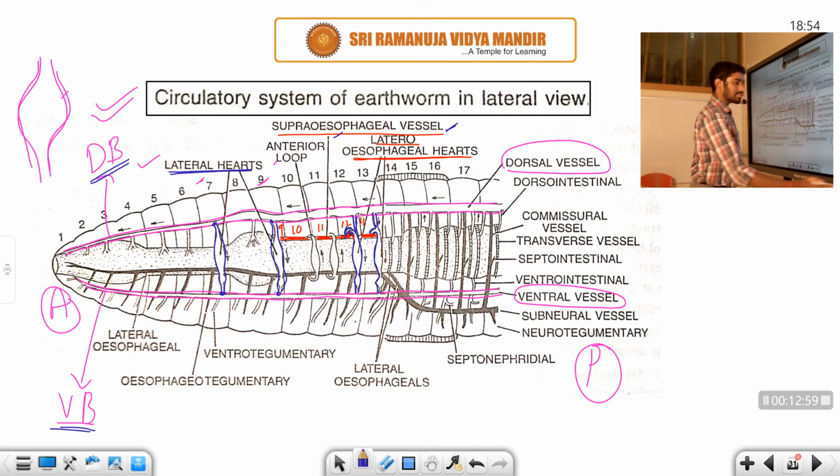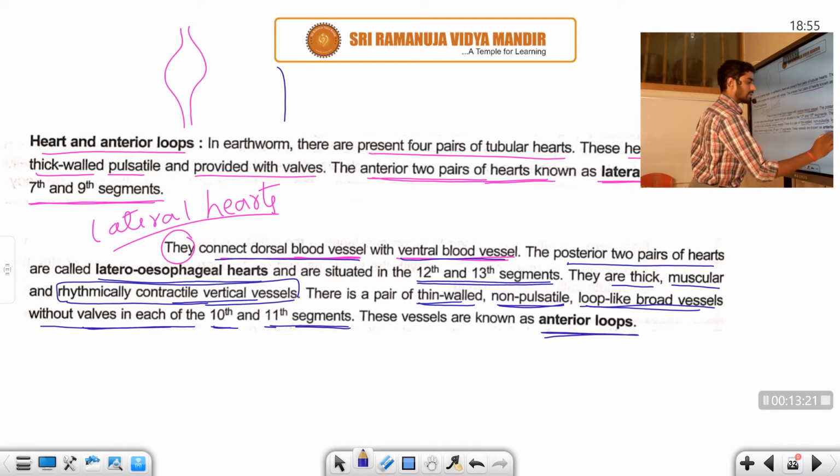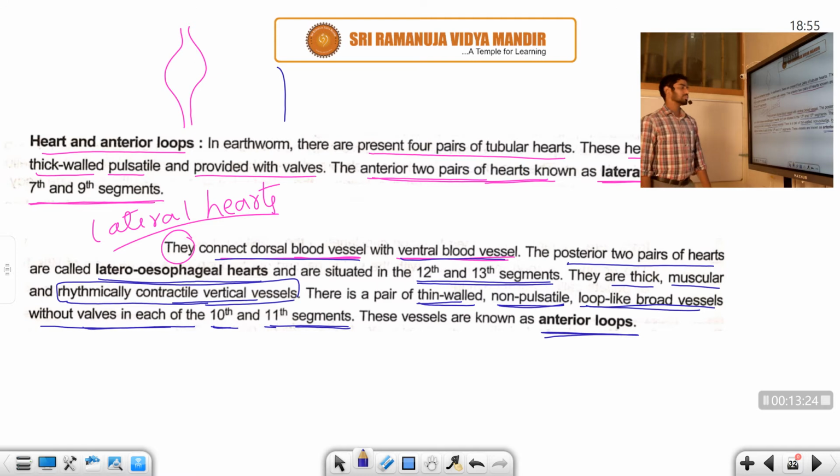Another point we already discussed: there are rhythmically contractile vertical vessels. There is a pair of thin-walled, non-peristaltic loop-like broad vessels without valves, in the 10th and 11th segments. These loops are called the anterior loops. There are broad blood vessels present, and they don't have any proper valves.